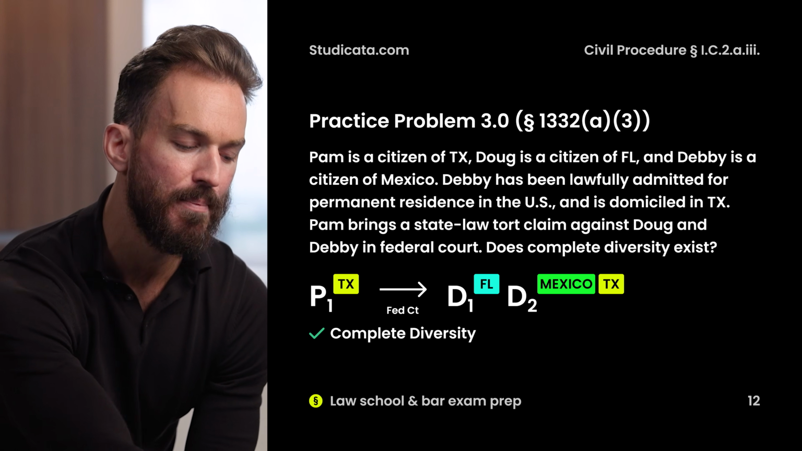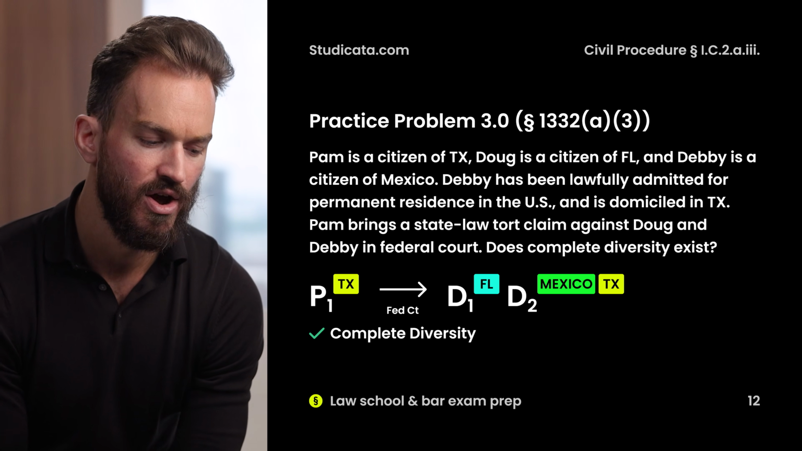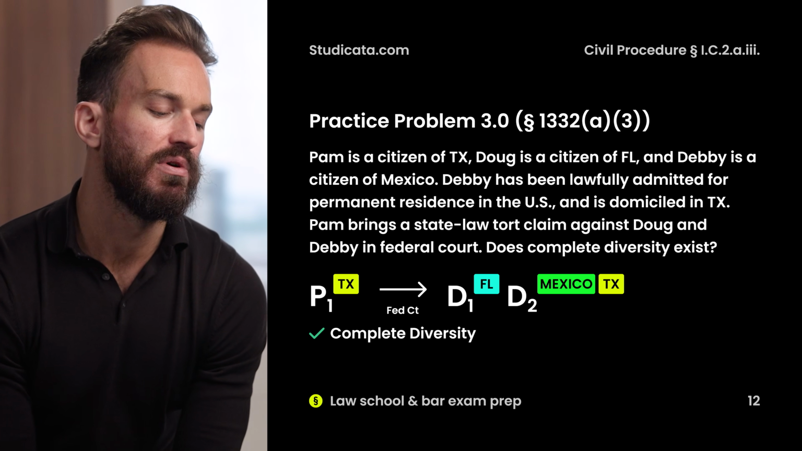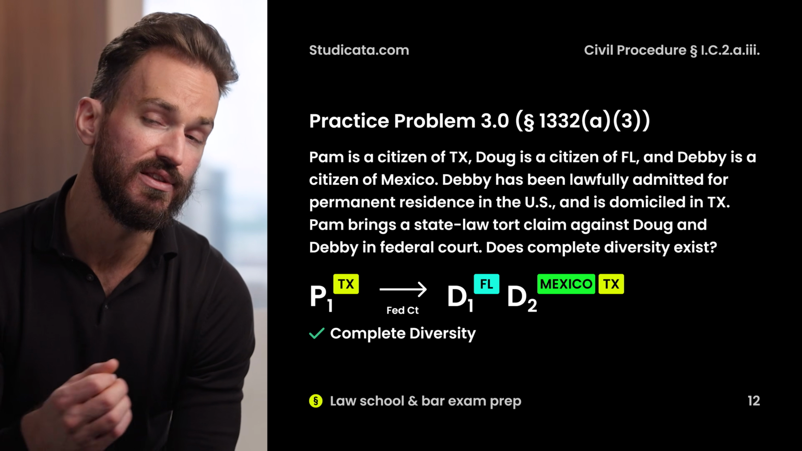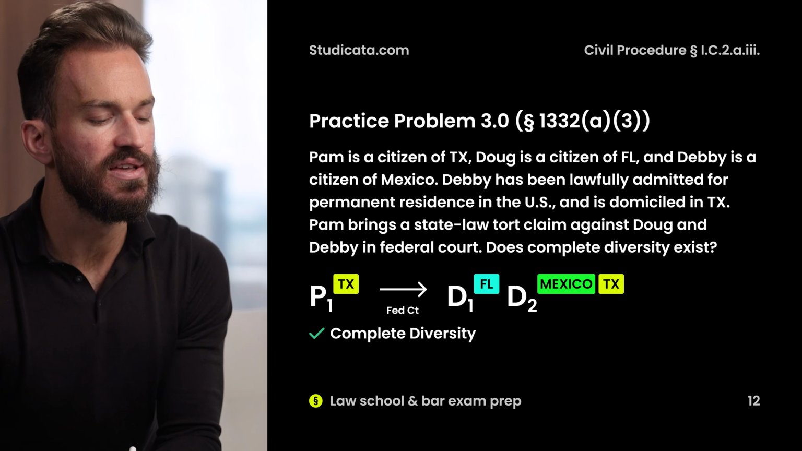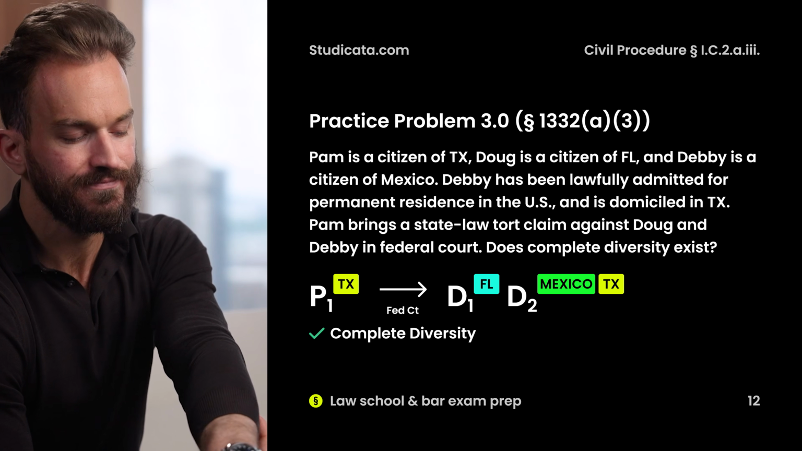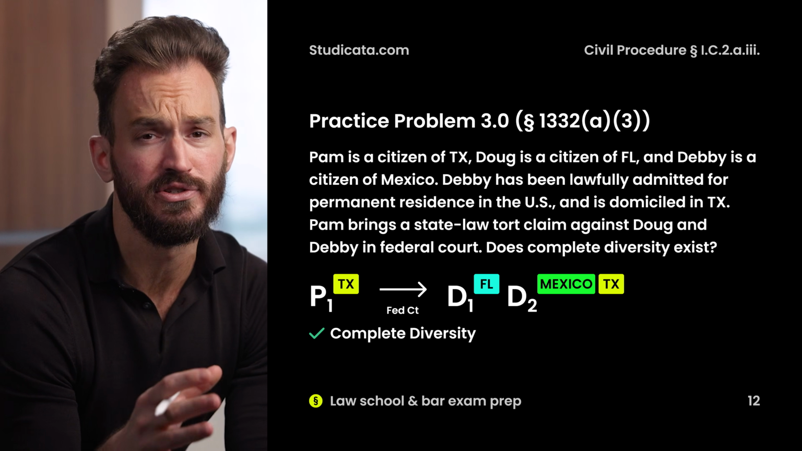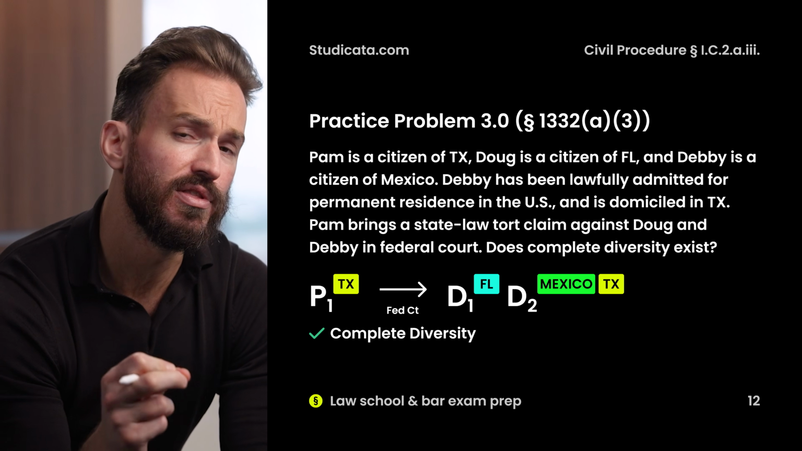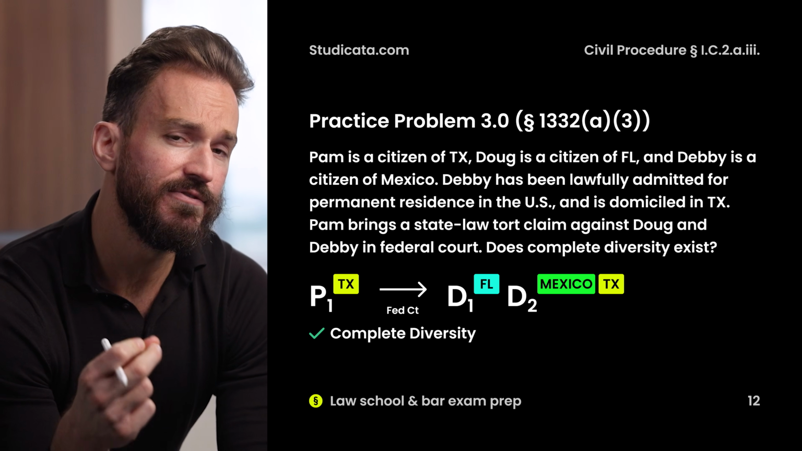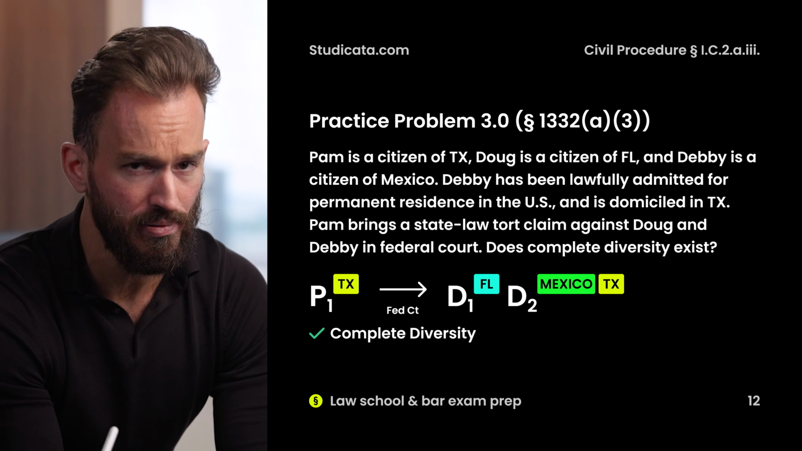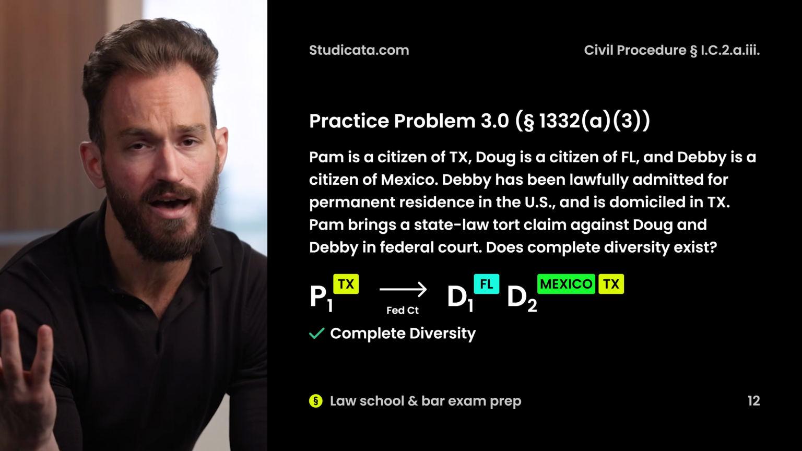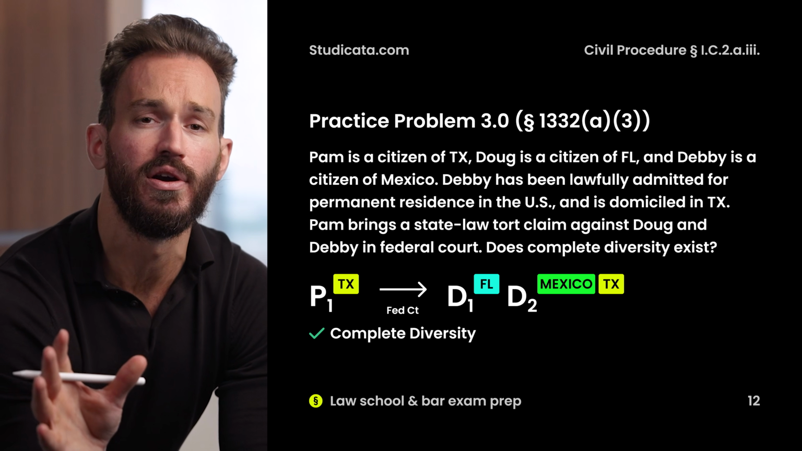So we would just cover it up and ask, does diversity exist? Right, on our diagram, we would just basically cover up the defendant from Mexico, and we'd have a plaintiff who's a citizen of Texas suing a defendant who's a citizen of Florida. Obviously, complete diversity exists. So really, this whole analysis between 1332(a)(2) and 1332(a)(3) comes down to whether the foreign party is an additional party. If the foreign party is this third wheel additional party, the exception does not apply. It doesn't matter where they're domiciled, if they have permanent resident status or not. It's just not a part of the analysis.